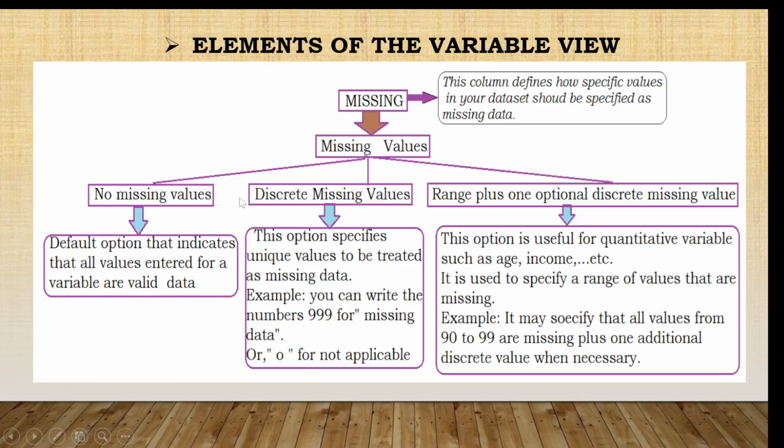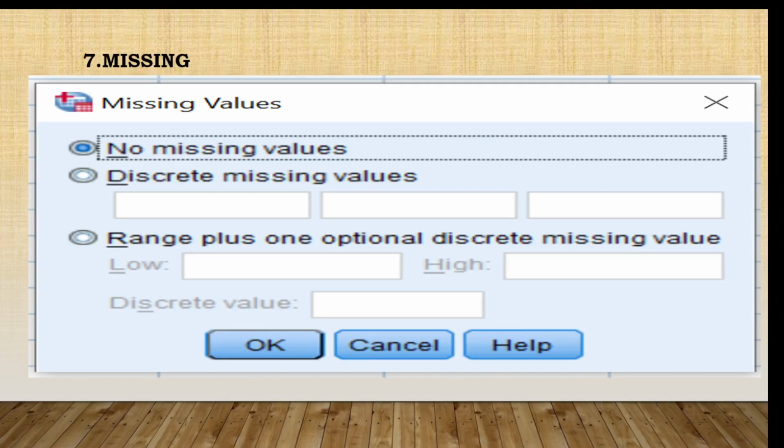The second option is for the discrete missing values, and this option specifies unique values to be treated as missing data. For example, you can write the number 999 for missing data, or 0 for not applicable. So if you go back here, this is the space for the discrete missing values, where you can write 999, and the system will be able to know that you have missing data, and then this issue of the missing data will be addressed accordingly.